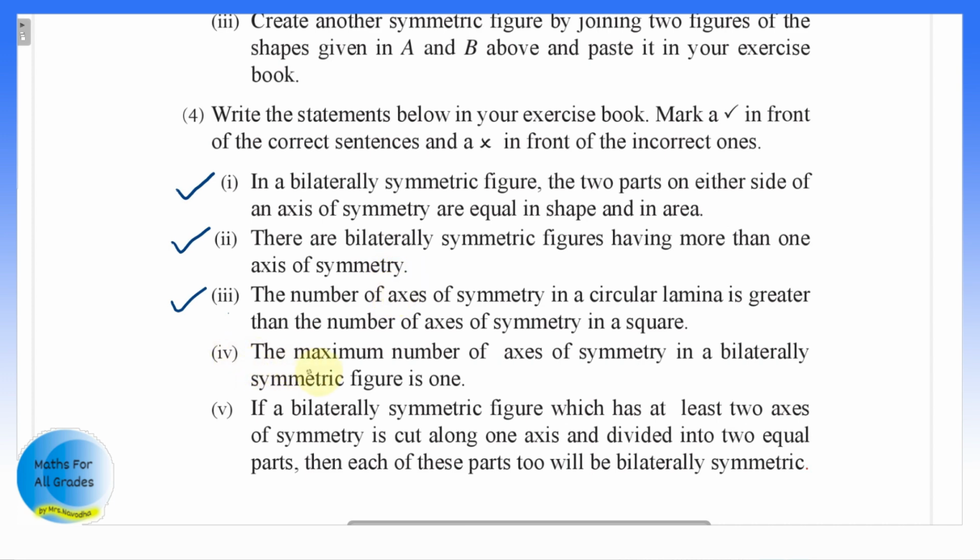Problem number 4. The maximum number of axes of symmetry in a bilaterally symmetric figure is 1. No, that's incorrect. Maximum you can have more, but minimum there should be one axis of symmetry. Problem number 5. If a bilaterally symmetric figure which has at least two axes of symmetry is cut along one axis and divided into two equal parts, then each of these parts too will be bilaterally symmetric. Yes, that's true. Here is a little demonstration to explain this.